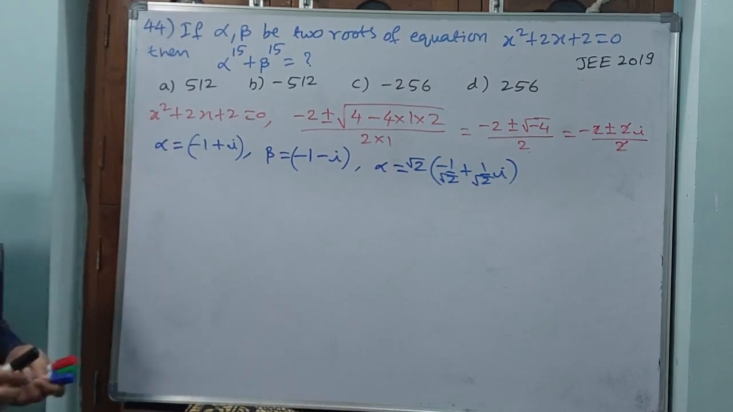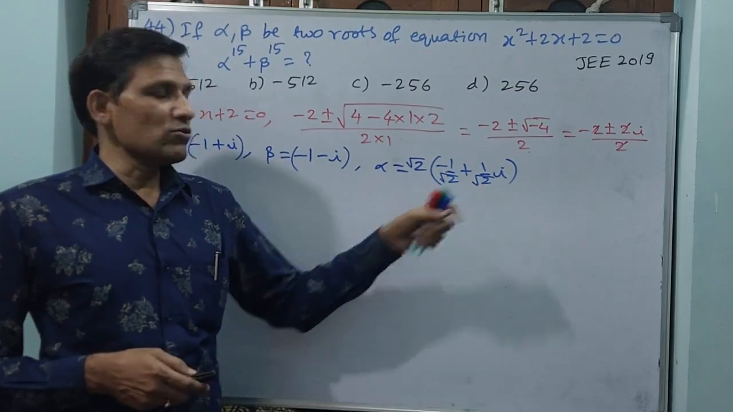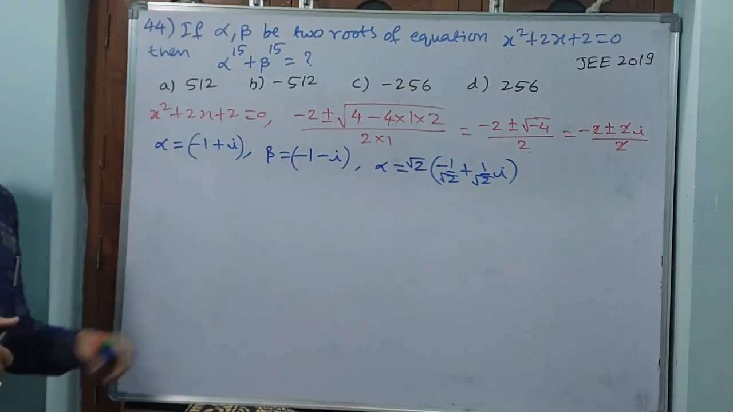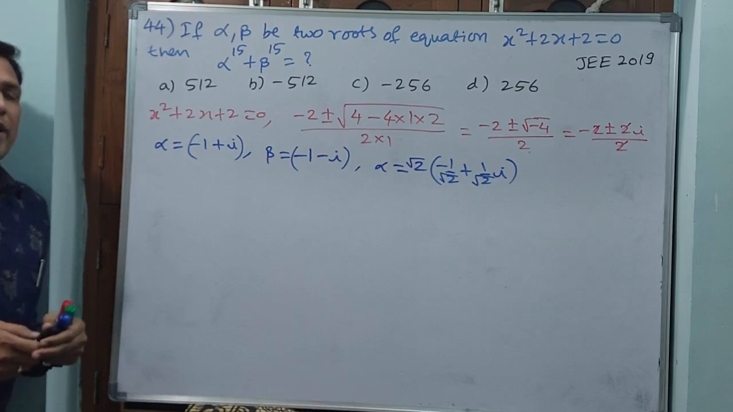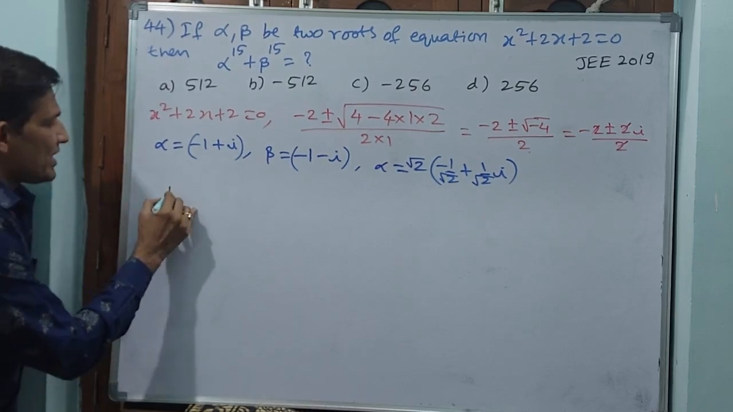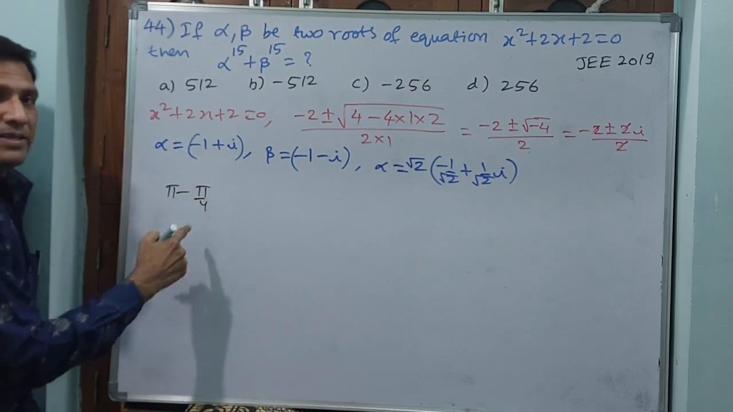Okay. Now, what will be the answer? Minus 1 by root 2. Cos is negative and sine is positive. This is the second quadrant. Second quadrant, 45 degrees. 180 minus 45. You see, 180 means pi, minus 45 means pi by 4. 4 pi minus pi, 3 pi by 4.